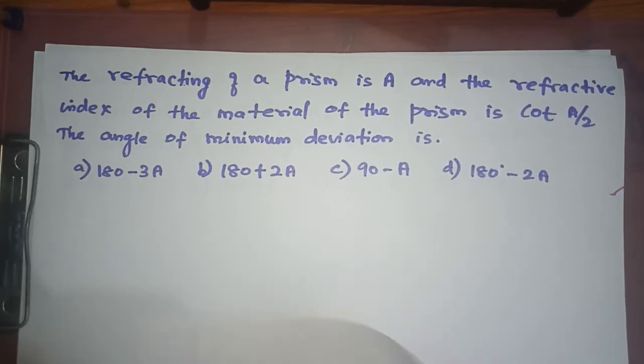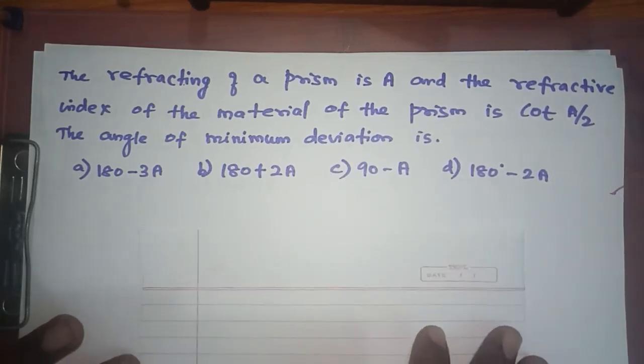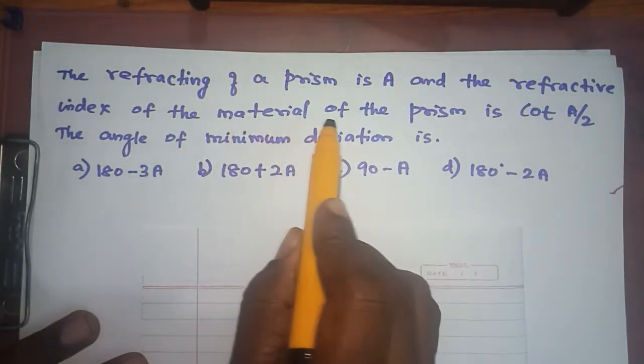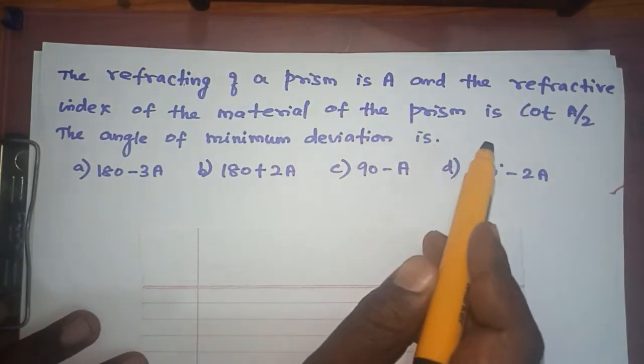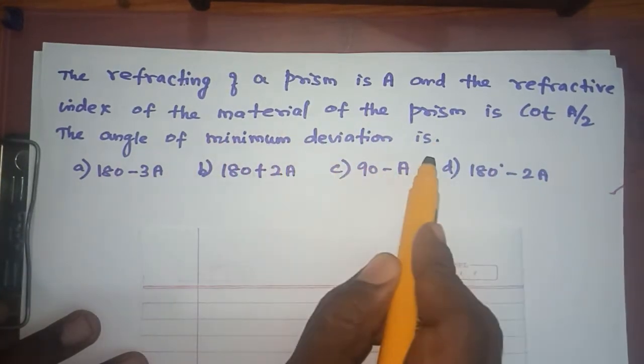Right. So we'll go on to the next sum. Here, the refracting angle of a prism is A, and the refractive index of the material of the prism is cot A by 2. The angle of minimum deviation is.